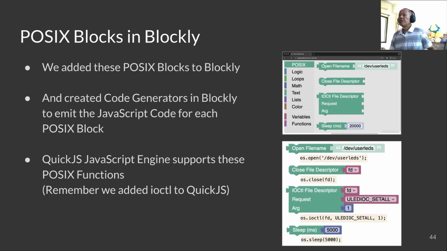To blink an LED, we need to call POSIX functions in NuttX. That is why we added these POSIX blocks to Blockly: open, close, ioctl, and sleep. For each POSIX block, we created the code generators that will emit the JavaScript code for the POSIX block: open, close, ioctl, and sleep. Remember, we are running all this on QuickJS JavaScript Engine, which works great with these POSIX functions.